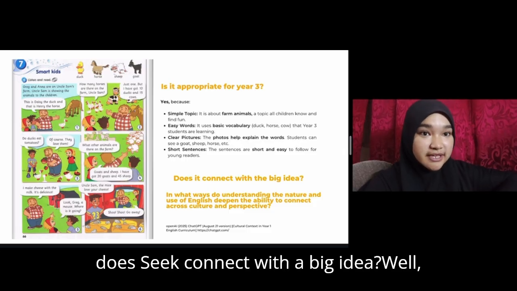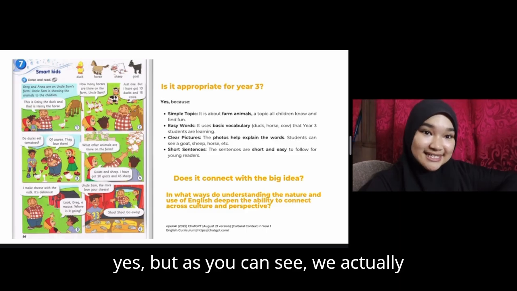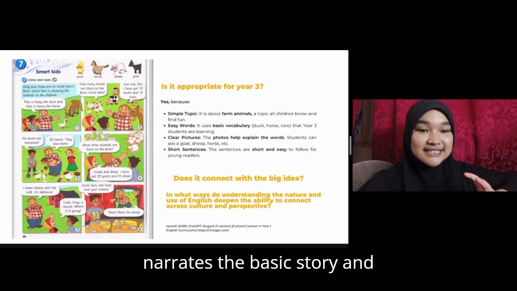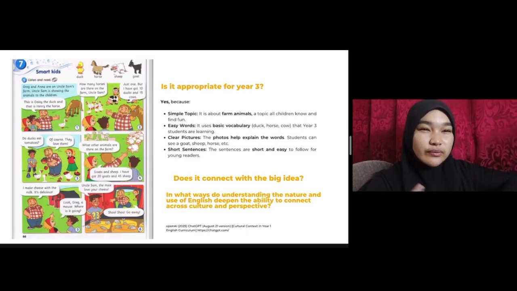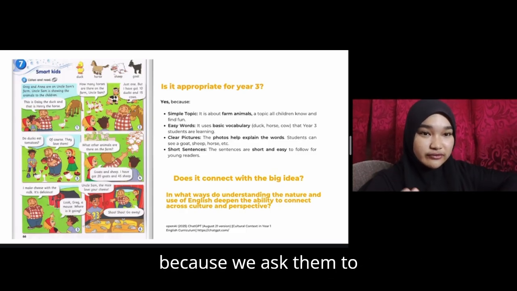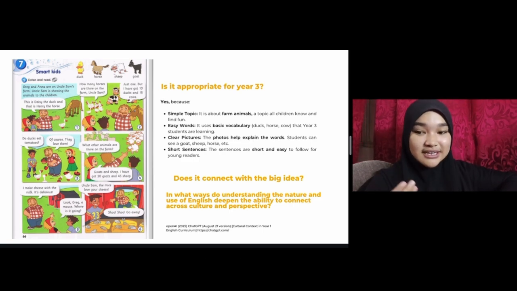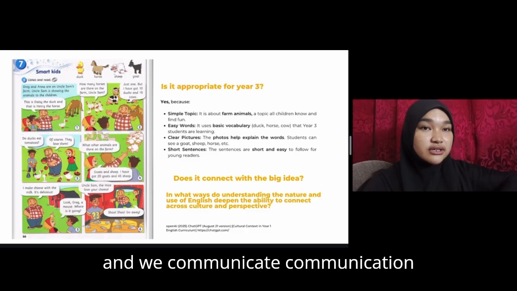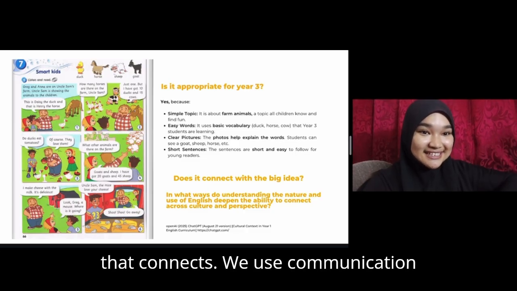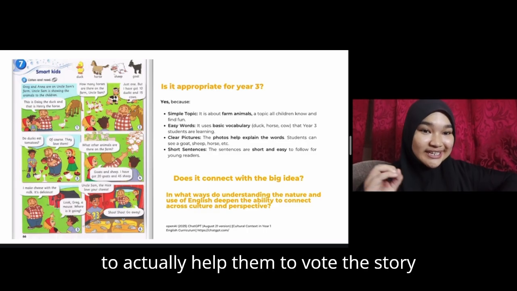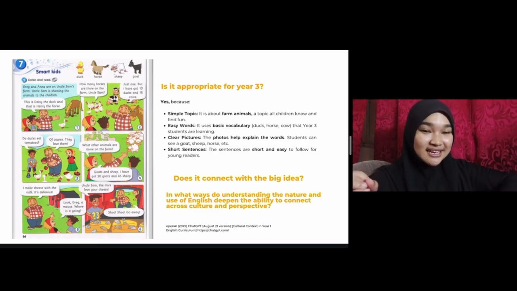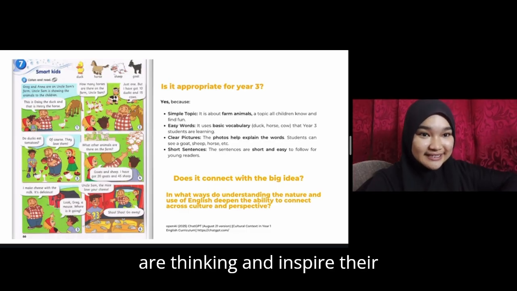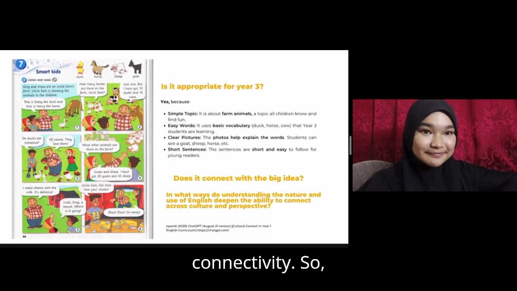So does it connect with the big idea? Well, yes, because as you can see, we actually inspire creativity because they want to narrate the basic story, and we are also fostering meaningful learning because we ask them to use their creativity on the story sequence, and we use communication that connects. We use communication to help them put the story together and ask them questions to make sure they are thinking and to inspire their cognitive development.